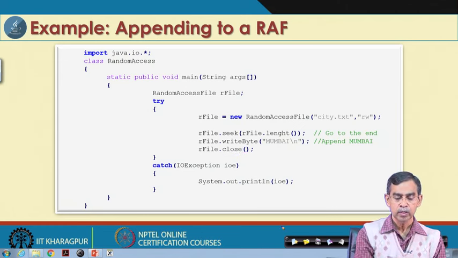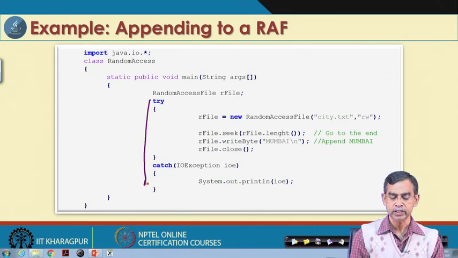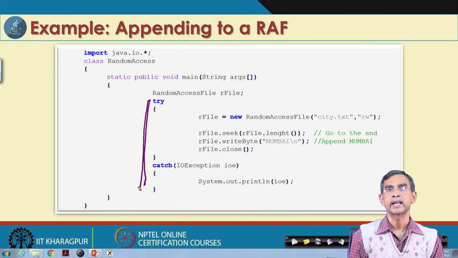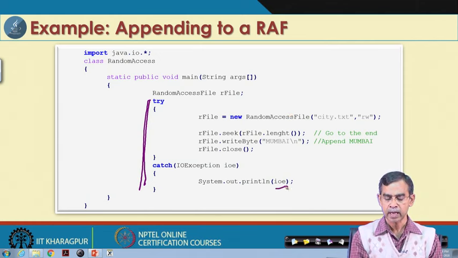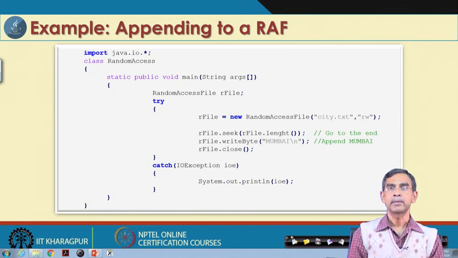And as I told you, every operation should be put under try catch, so I just put it under try catch. In that case, the general exception that may occur is the input output exception, called IOException. So, this is the way that the random access file can be used.